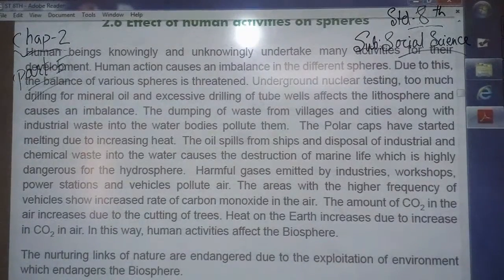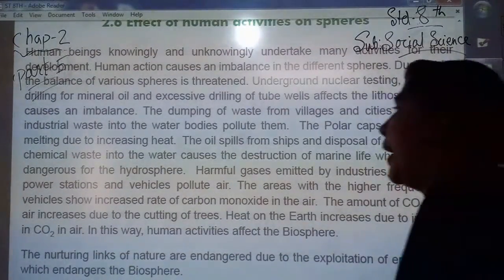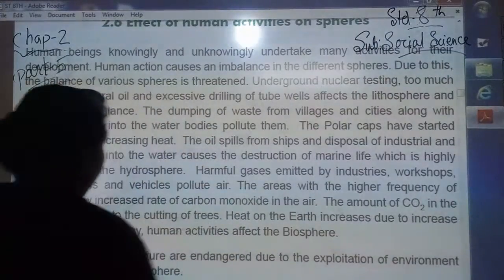Which are the spheres? We know that. We can say hydrosphere, water, land. In this form, if we say water, land, atmosphere, we harm them. Human action causes an imbalance in the different spheres. Due to this, the balance of various spheres is threatened.